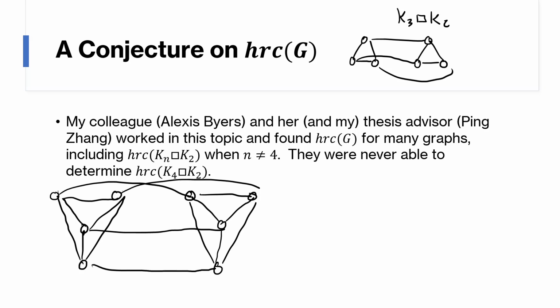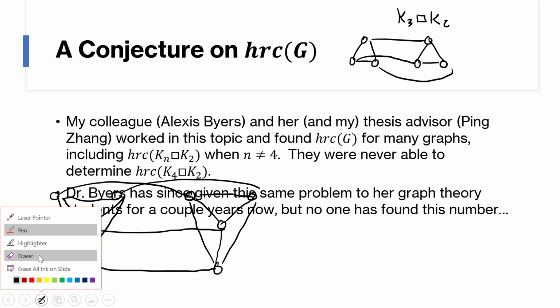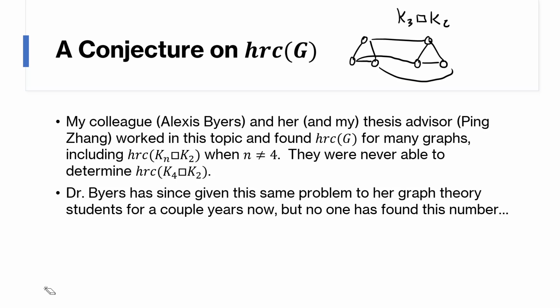And that's the idea. Okay, so, I've drawn this over my writing. Professor Byers has since given this problem to a couple classes of students, to see if anyone can get it for a project very similar to ours, but no one has found this number. So this is a very intriguing problem to try and find this Hamiltonian rainbow connection number of K4 box K2. Many have tried, none yet have succeeded. Maybe it could be you.